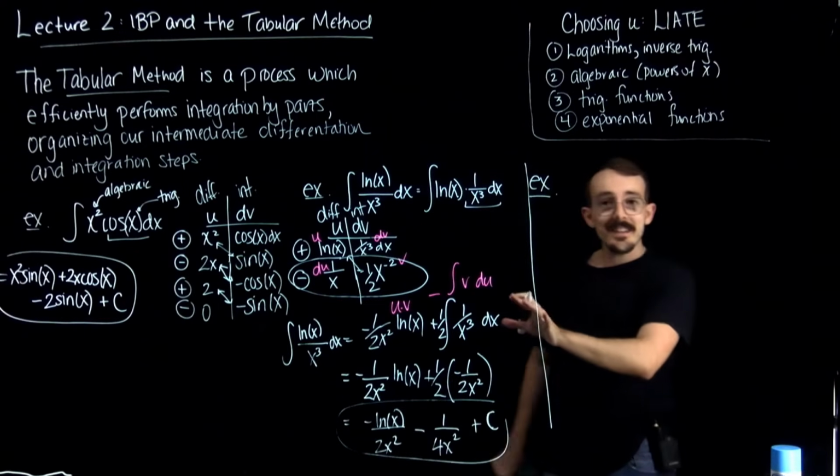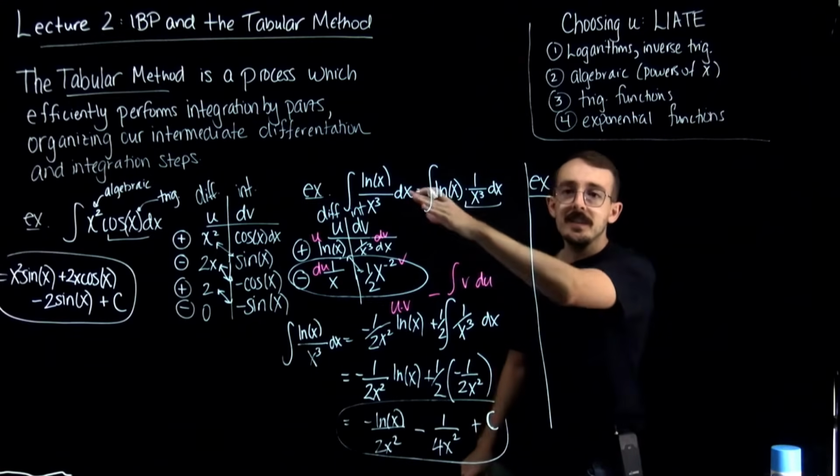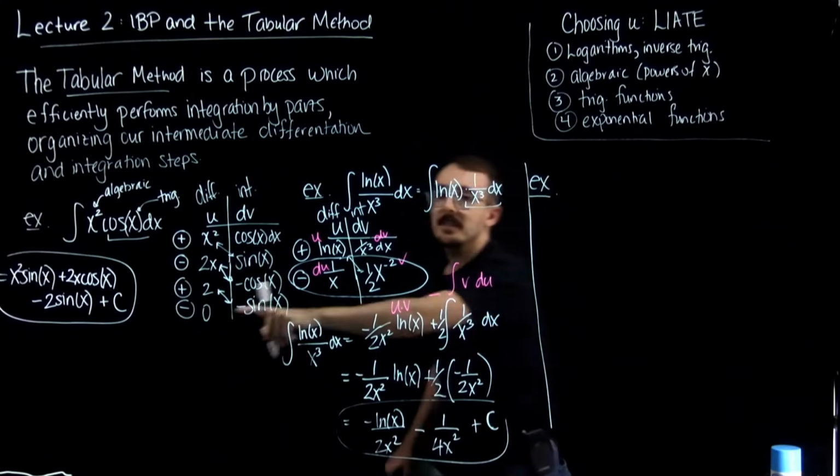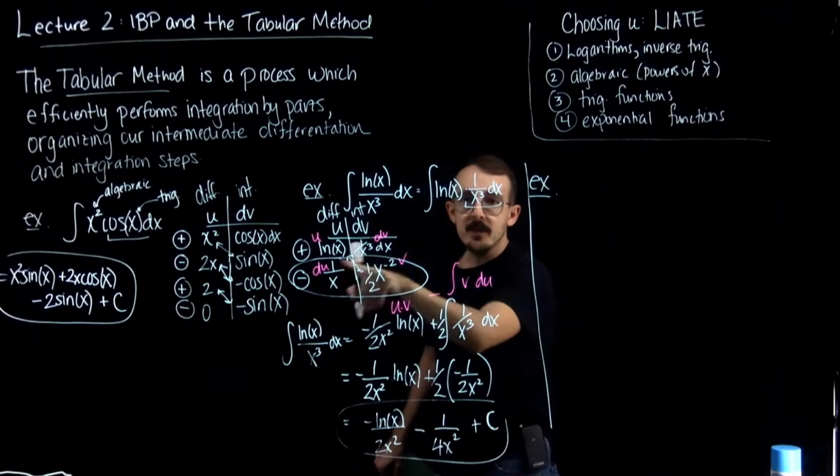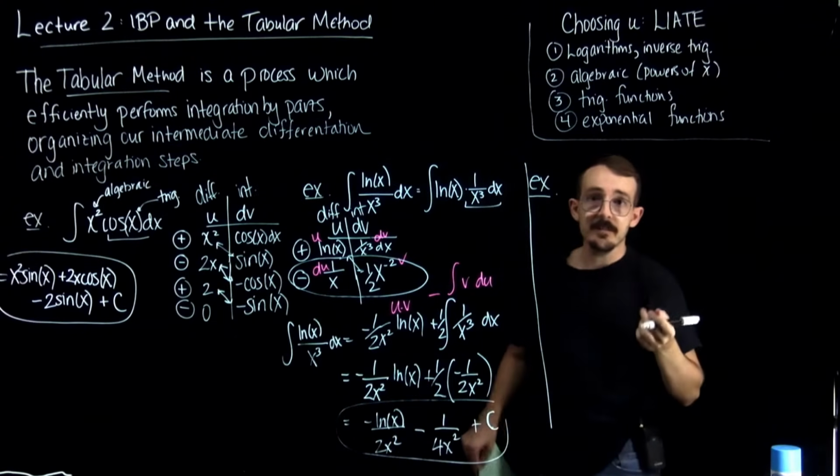So that's another situation that can happen: you don't need to do all of these diagonals. Like in this case, you could stop when you identify a row that you can integrate readily.